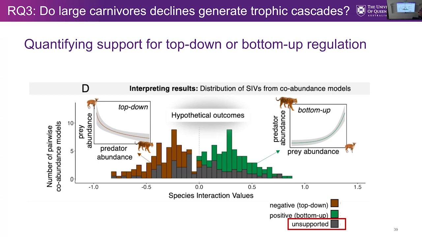Particularly in these complex forests, data experiences low power. So we put our models through rigorous model checks, parameter convergence checks, and also made sure that the direction of the species interaction value matched the direction of the hypothesis.